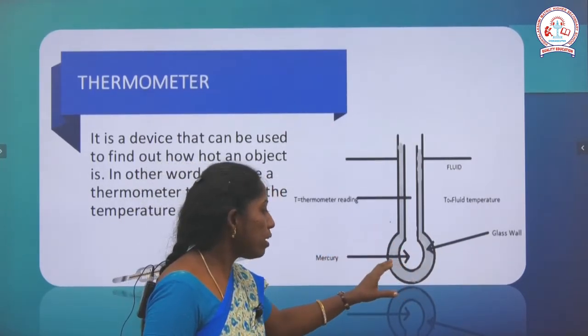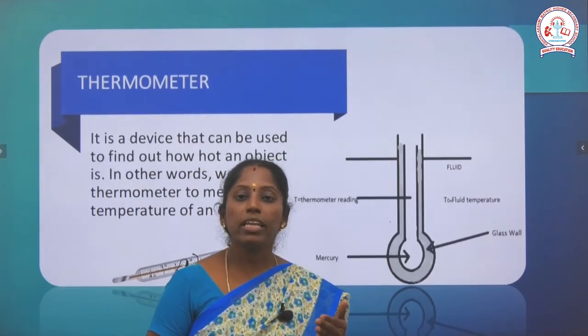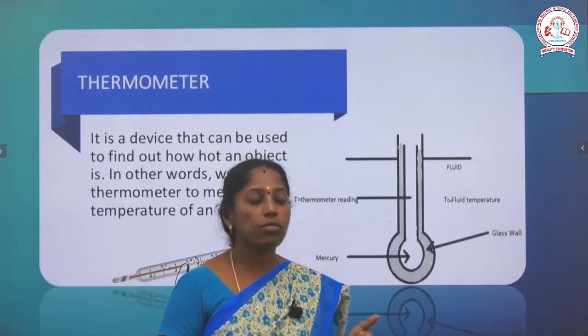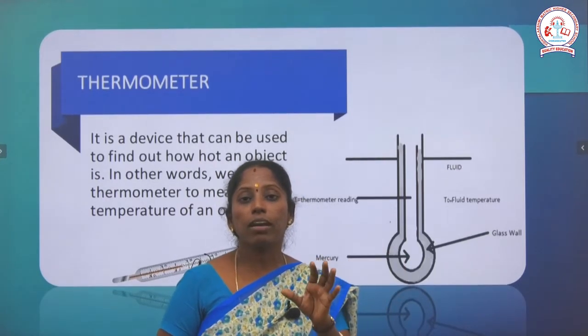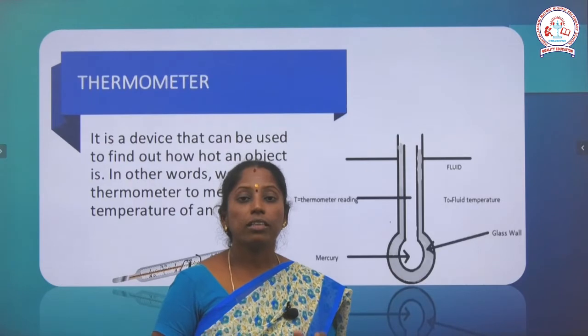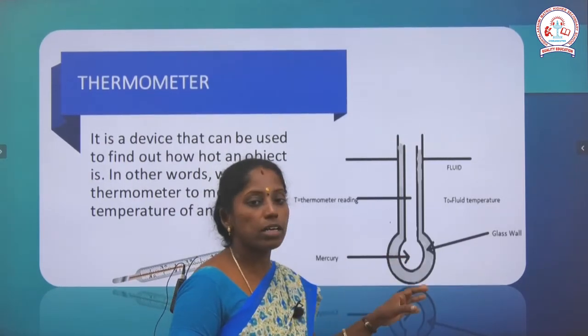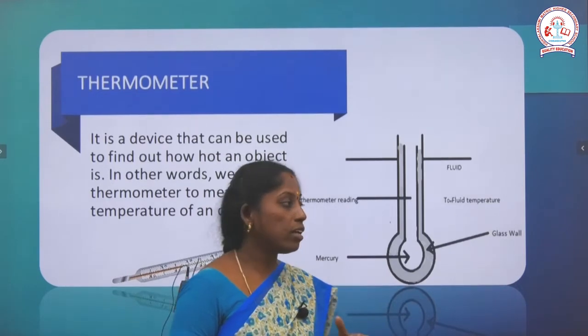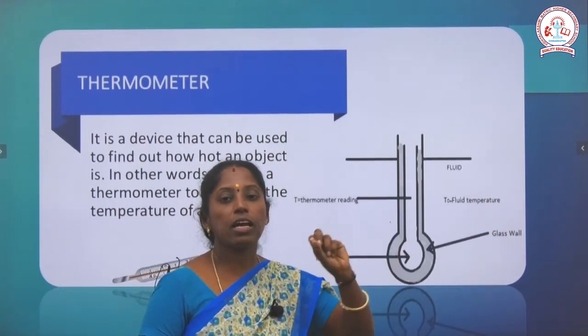Then why are we using mercury in the thermometer? Its boiling point is very high. That's why we are using mercury. Then another thing: it is a liquid metal. Another thing, the color of mercury is silver, so we can easily identify it. It will not stick to the glass tube.